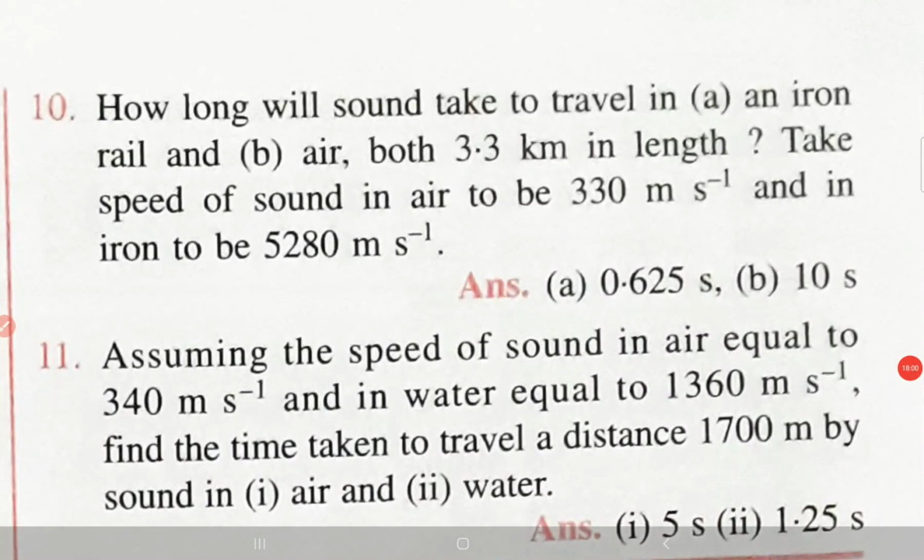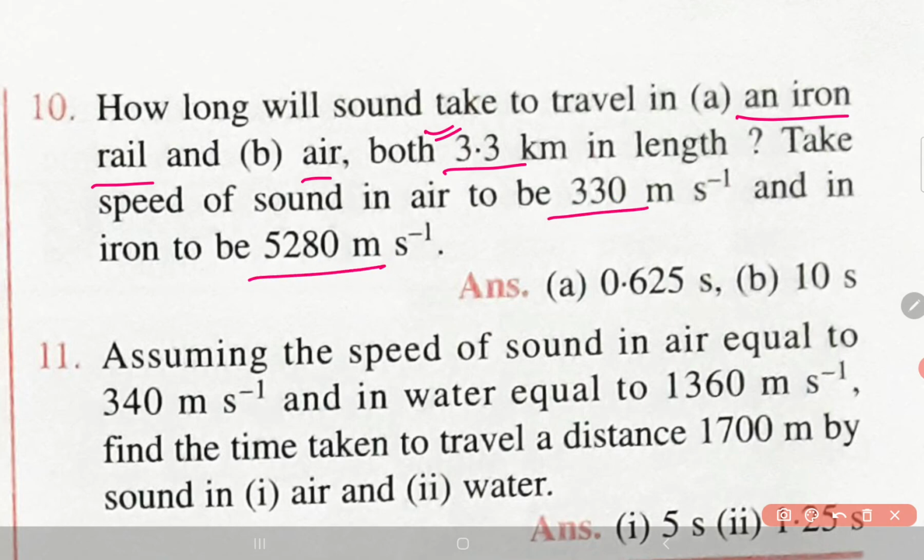Now coming to the next question, which is number 10. How long will sound take to travel in A, an iron rail, and B, in air? So there are two parts of the question. In both cases the distance is 3.3 kilometer in length. Take the speed of sound in air as 330 meter per second, and that in iron as 5280 meter per second. So let us try to solve this one by one.